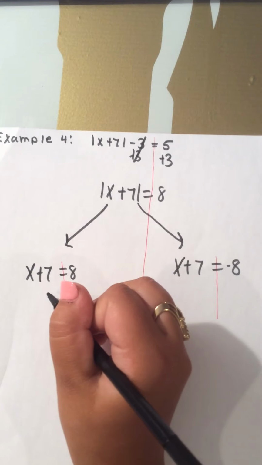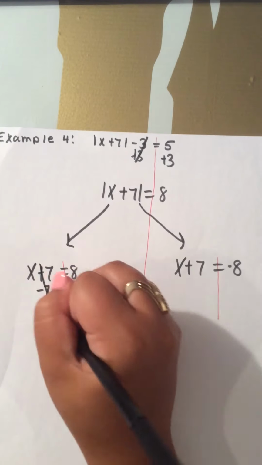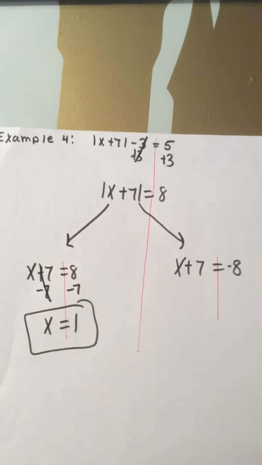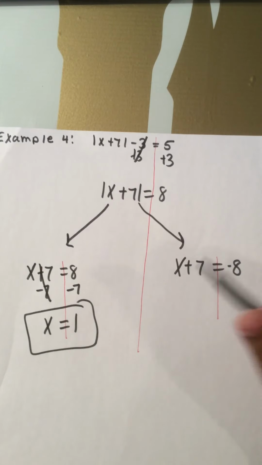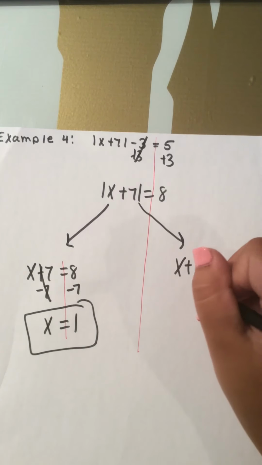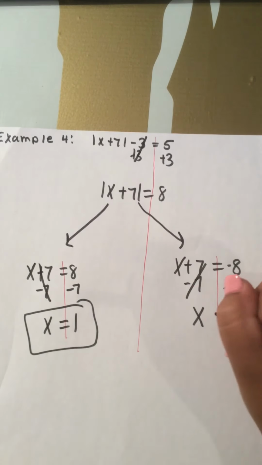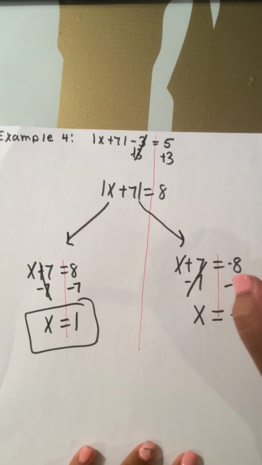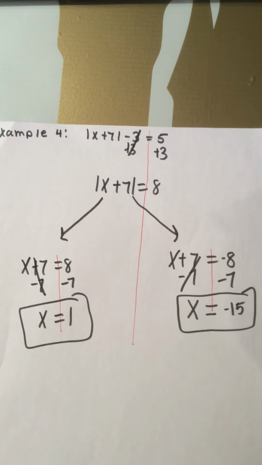So the opposite operation of addition is subtraction, so -7, -7. Here they cancel out. Well, 8 minus 7 is 1, so x equals 1. All right, that was nice. Here, x plus 7 equals -8. Well, the opposite operation of addition is subtraction, so -7. They cancel out. They go bye-bye over on that left-hand side. -8 minus 7 is -15. So x equals 1 or x equals -15.